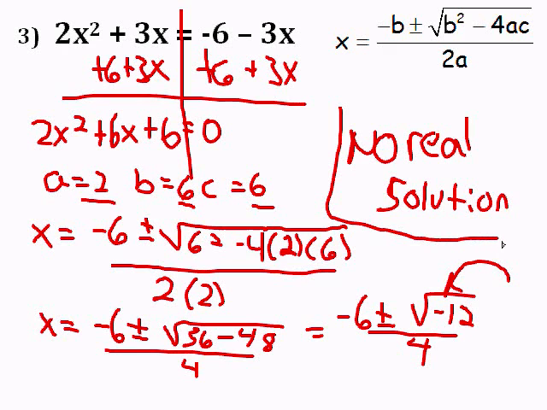Meaning there is no number that we can substitute into our original equation, no real number that is, to make the equation true. And the reason we know that again is because we ended up with a negative number inside of our square root.